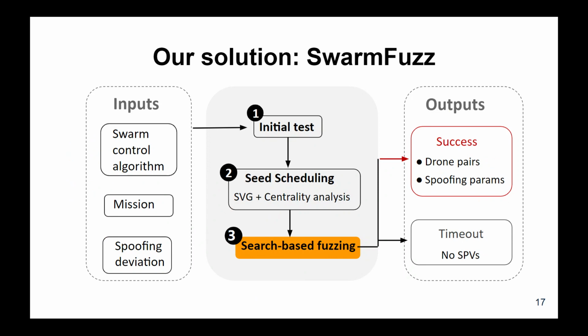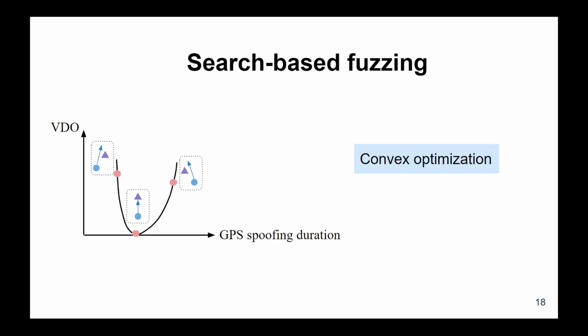Second, for search-based fuzzing, as we mentioned before, we find that finding the proper GPS spoofing parameters is a convex problem. Performing spoofing for either too short or too long will cause the victim drone to avoid the obstacle. We need to find the sweet spot where the victim drone just collides with the obstacle, and this is the lowest point in the convex function.